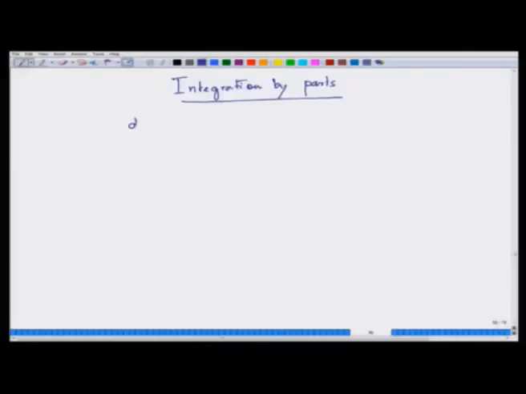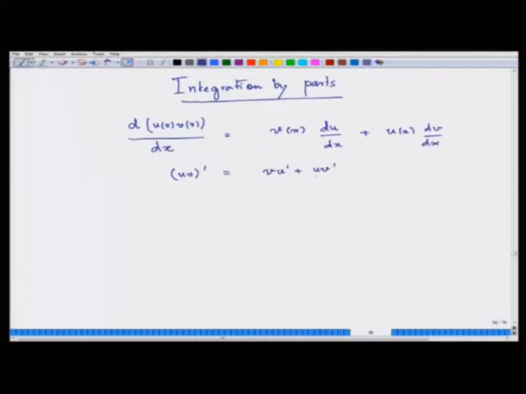So, you know that if I have two functions u(x) and v(x), and I am taking the derivative with respect to x, what do we have here? I have v(x) into du/dx plus u(x) into dv/dx. More generally, you can write (uv)' is equal to vu' plus uv'.